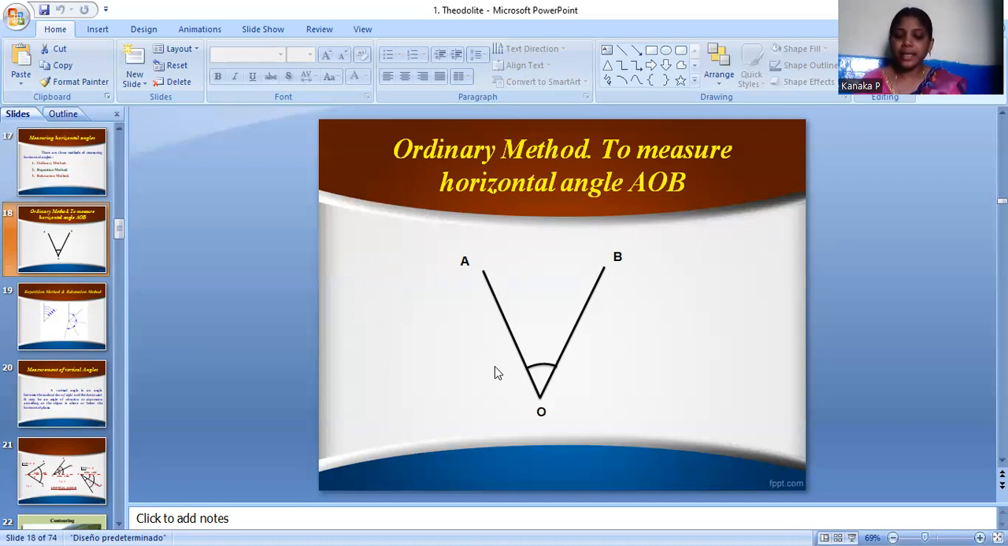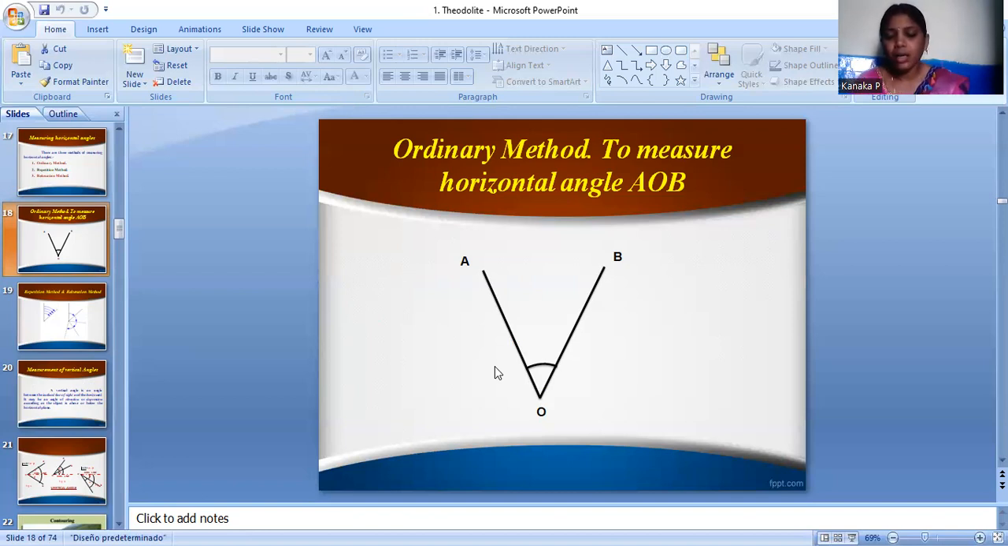The reading on vernier A gives the angle directly. In the case of vernier B, the angle is obtained by subtracting the initial reading from the final reading. Next, the readings are tabulated. Next, the face is changed to right and the above procedure is repeated, and the readings on both verniers are noted. The average of the face left and face right observations is the actual horizontal angle AOB.